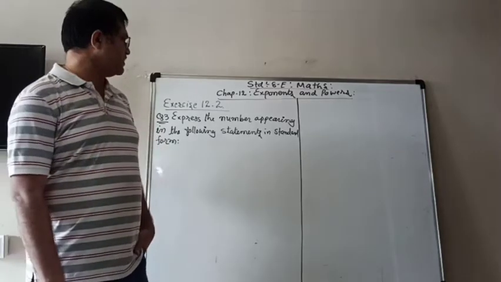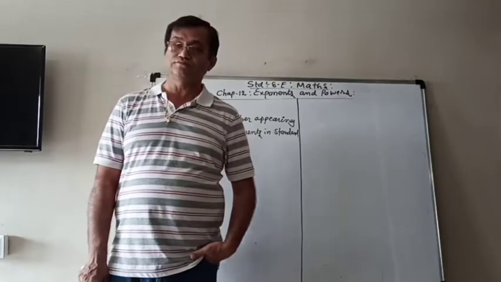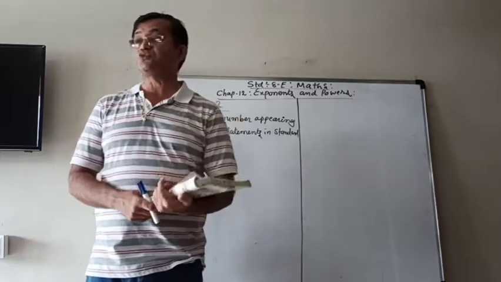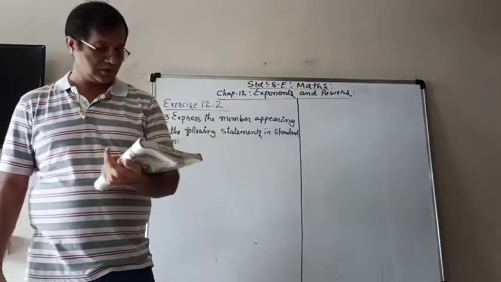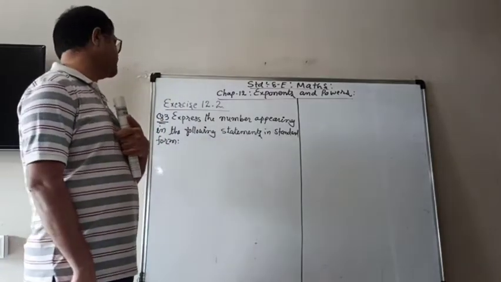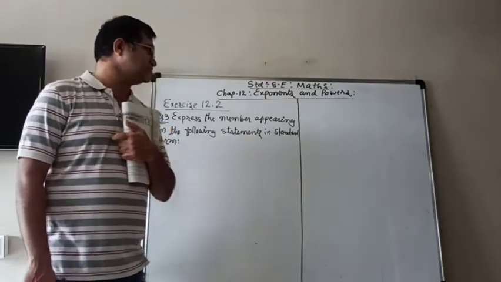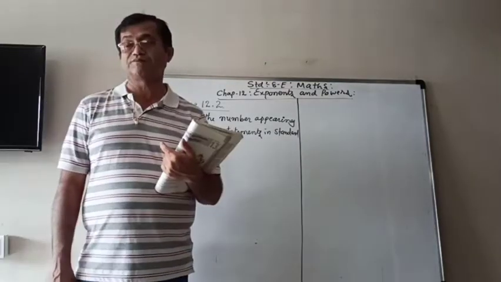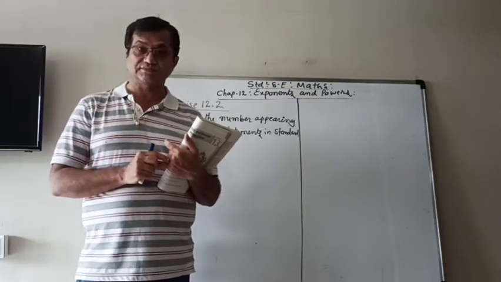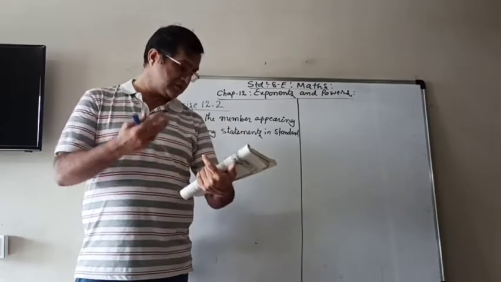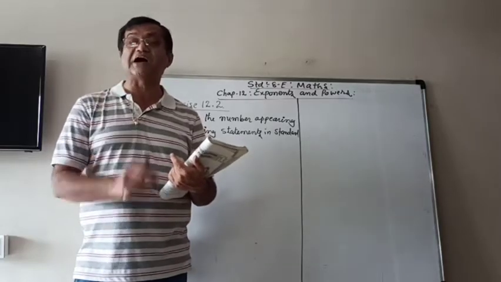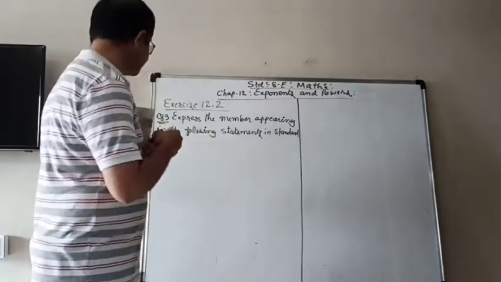Now we are busy with exercise 12.2, which is almost done. Only two last questions are remaining. Question number 3. Express the numbers appearing in the following statements in standard form. It means that some statements are given in which some numbers are there, maybe very small numbers, and those numbers we have to write down in the standard form as we learned already.